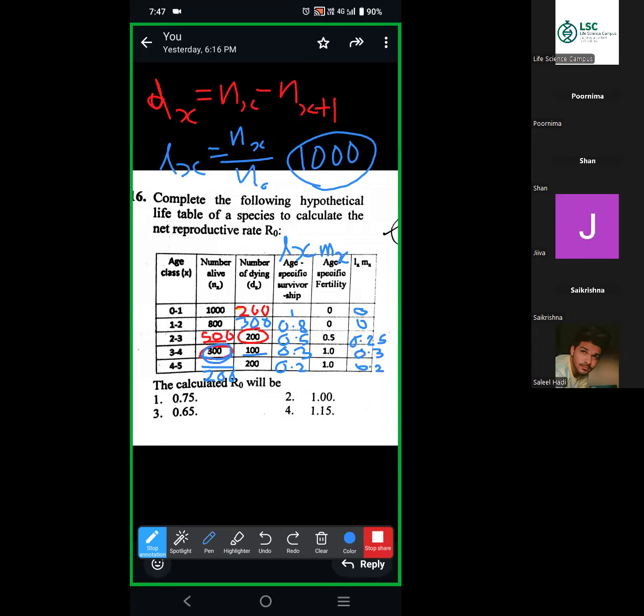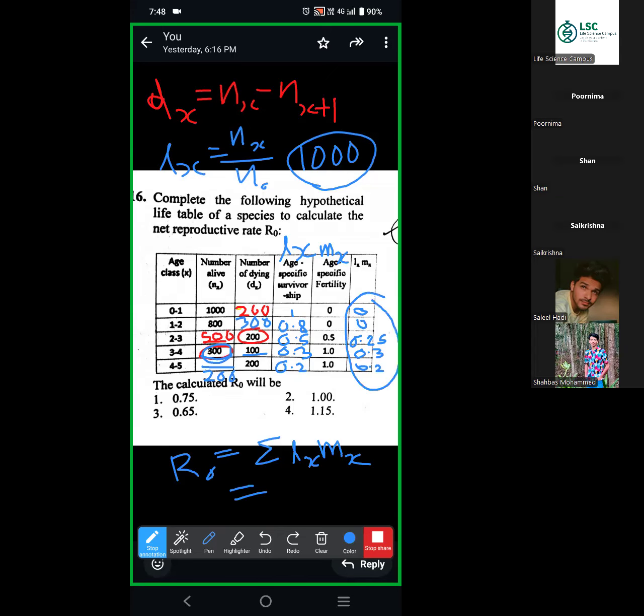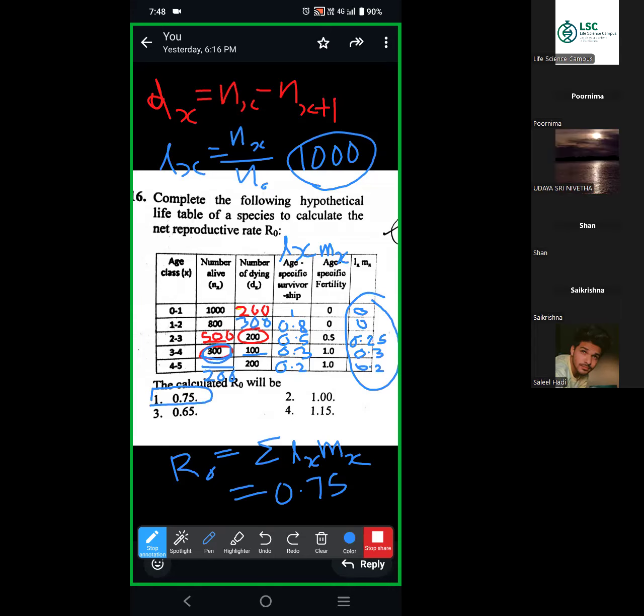Then for finding out R0, it is sigma Lx mx. So we have to add these values. It is 0.75. So first option is the right answer. Is it clear for everybody? Yes, ma'am. Does anybody want to repeat?